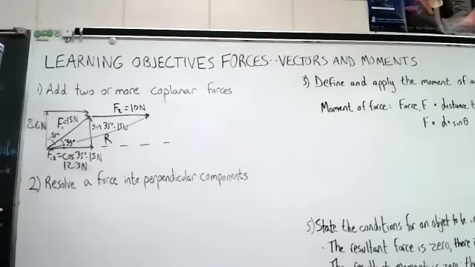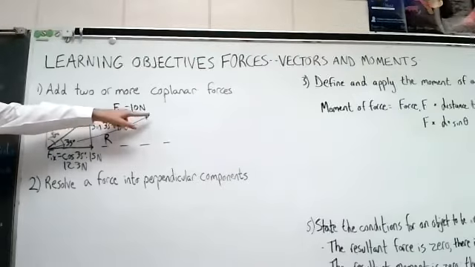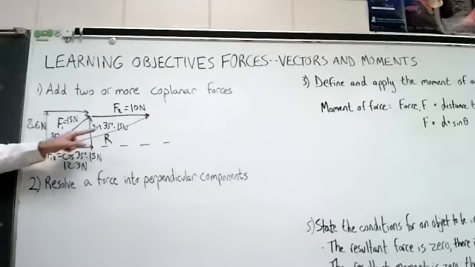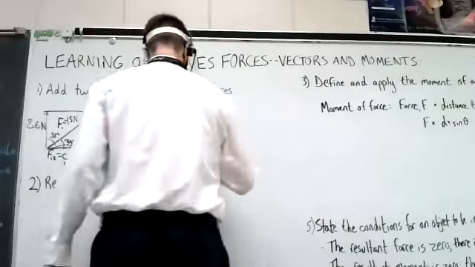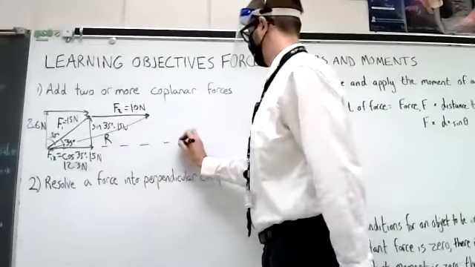12.3 newtons. And so if we wanted to get the resultant here, that would connect force 1 and force 2, the tail of force 1 to the head of force 2, and that's going to be the resultant. Let's redraw that resultant over here.